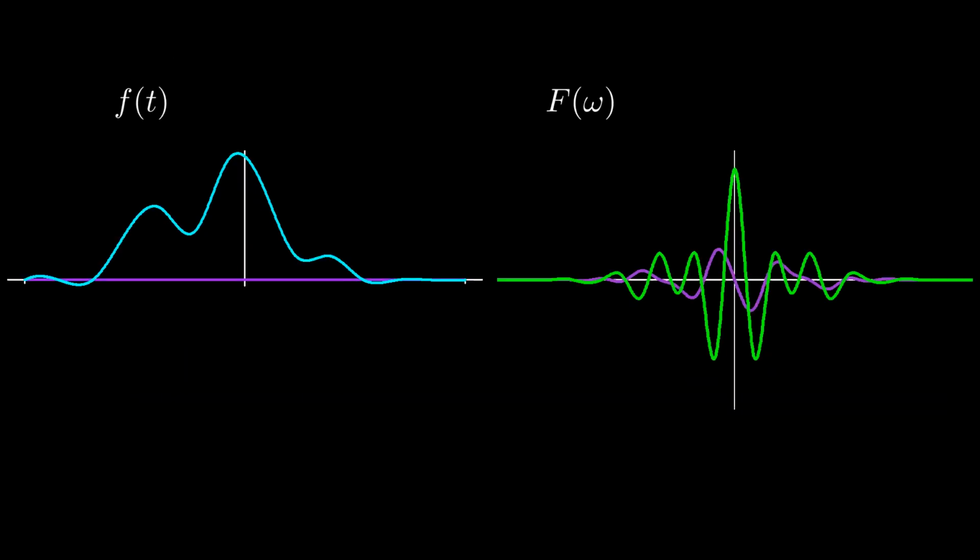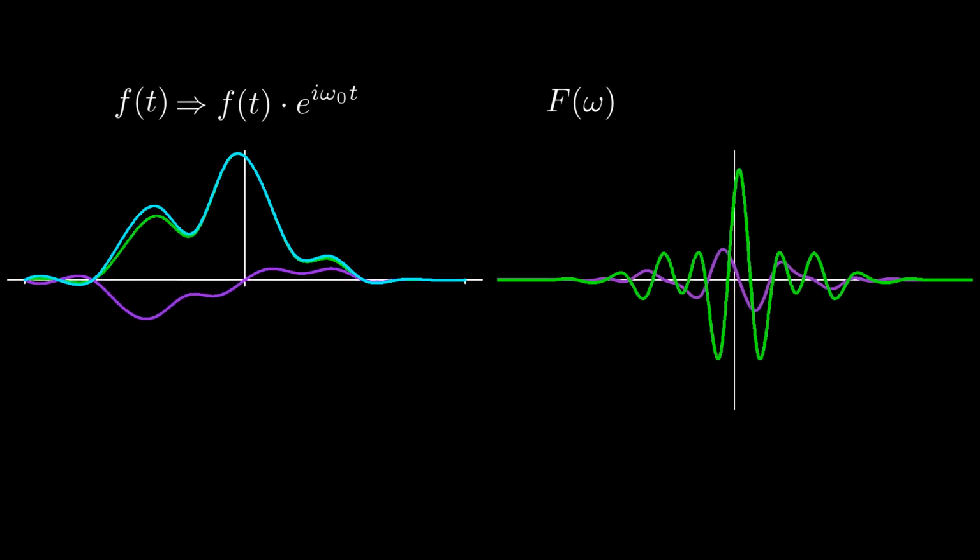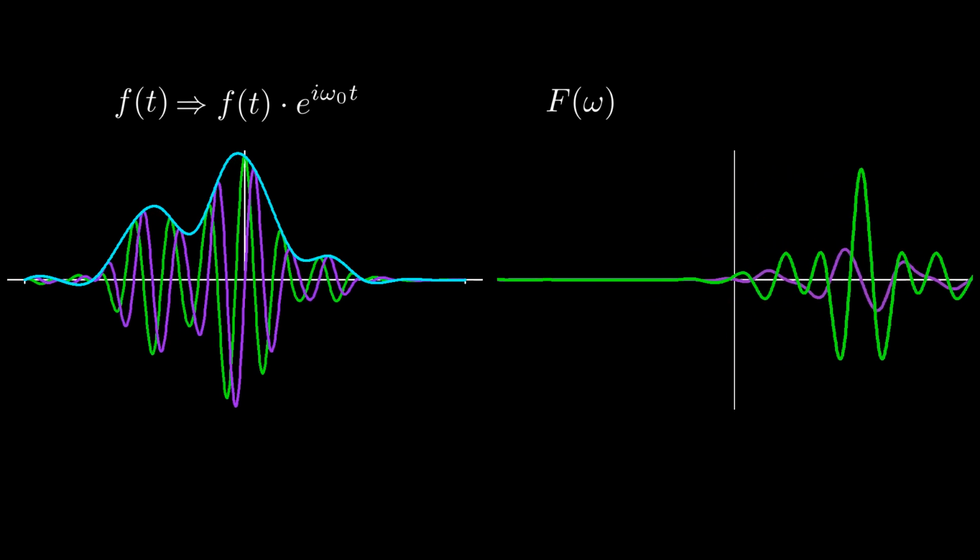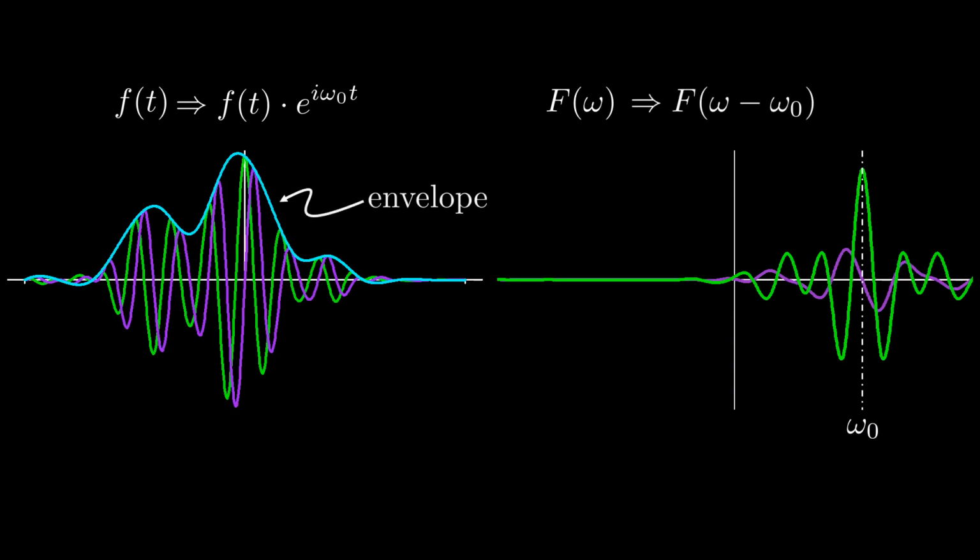Okay, finally, consider some function f of t, which is arbitrarily defined here, and its Fourier transform. Imagine we multiply f of t by a sinusoid of frequency omega naught, e to the i omega naught t. What will happen to its Fourier transform? Well, let's see. Look at that! Multiplying f of t by e to the i omega naught t shifts its entire Fourier transform over by omega naught. Engineers might call the f of t curve the envelope function, which contains a carrier frequency, omega naught.